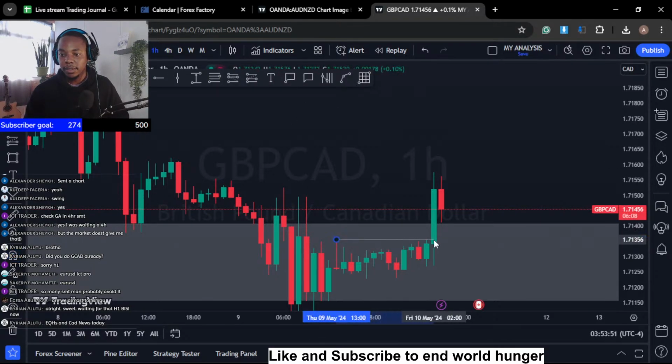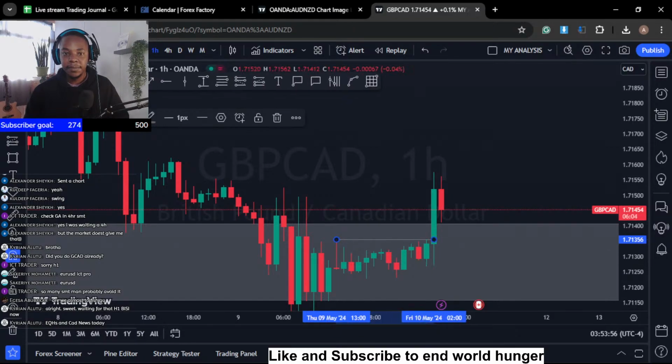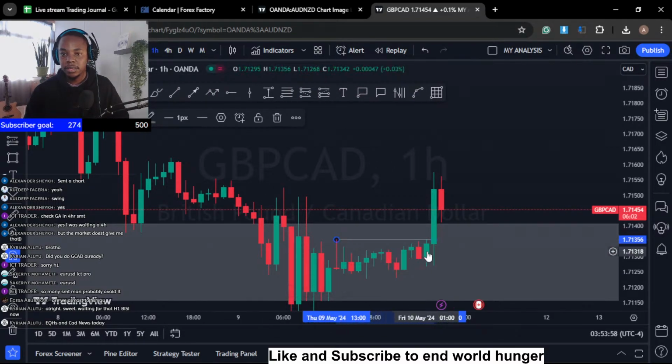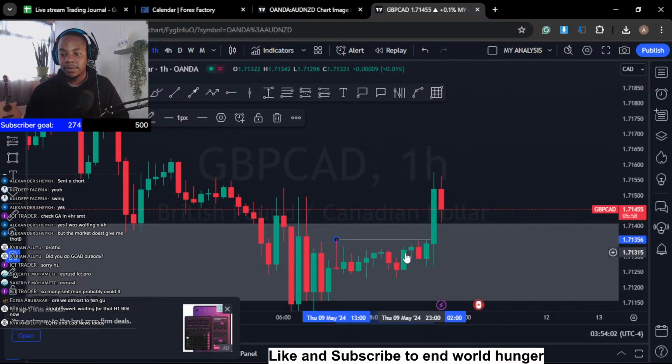1 hour. That's not even a market structure shift. These are equal highs. Am I correct? High 171356 73. Yeah, these are literally equal highs.